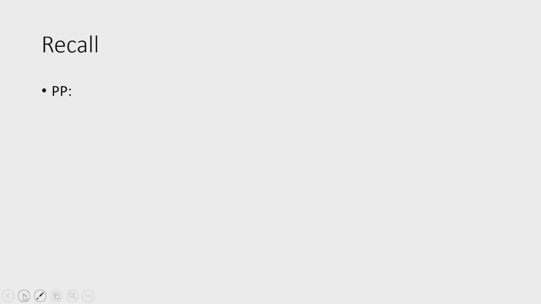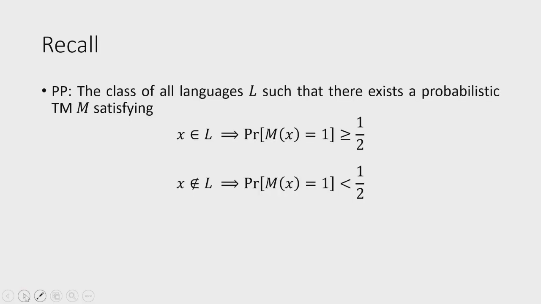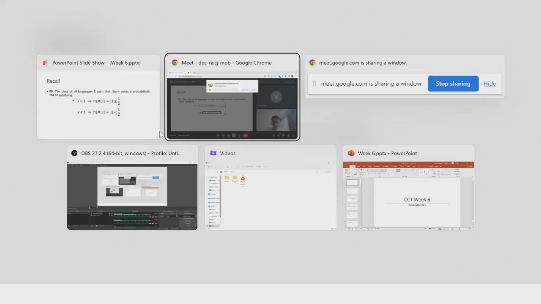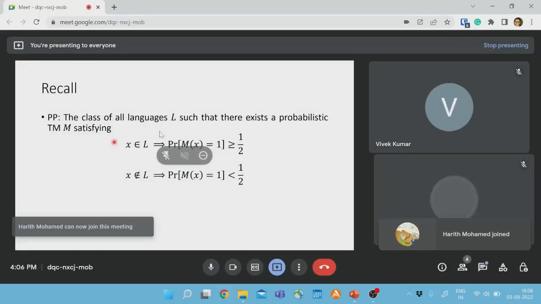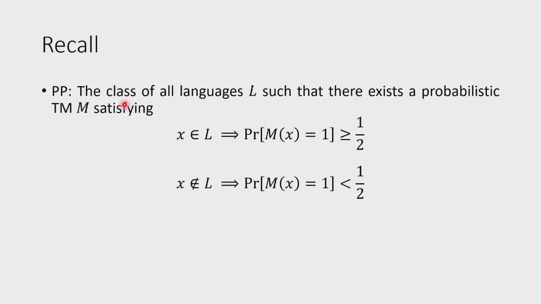So first let's recall what we saw this week. This week we saw the definition of the complexity class PP. So PP is the class of all languages L such that there exists a probabilistic Turing machine M satisfying: X is in L implies the probability that M outputs 1 is at least half.